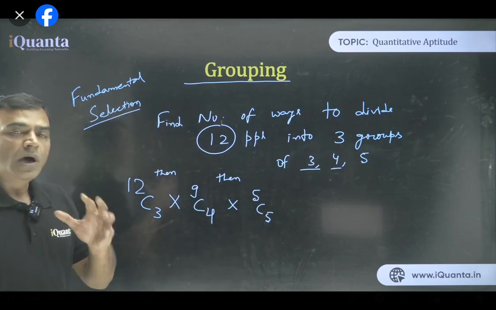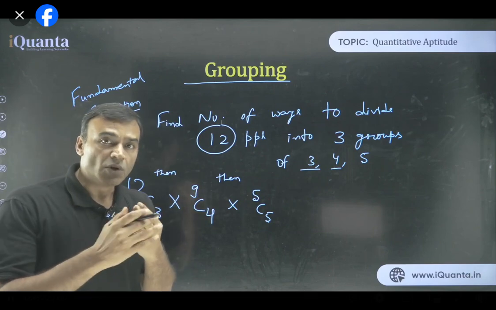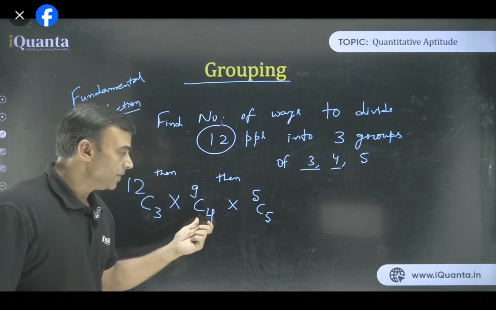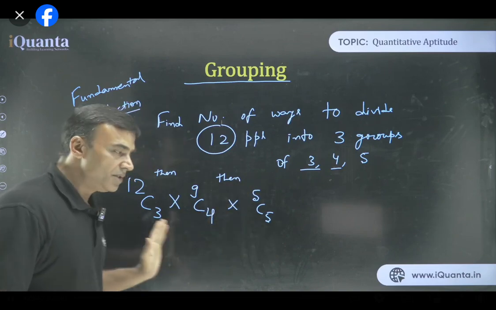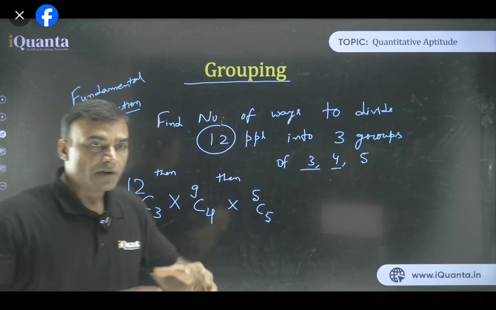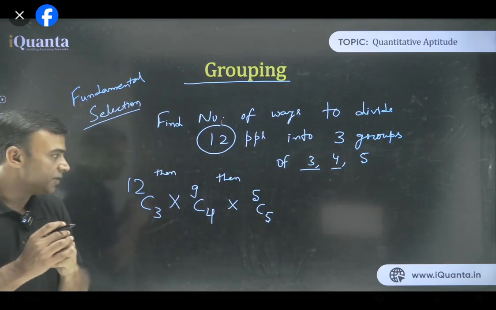एक बार repeat करता हूँ. ध्यान से सुनो. Out of 12 people, first you select 3. You're left with 9. Then out of those 9 people, select 4 people. Then you're left with 5 people. Out of those 5 people, select 5 people. This is the total number of ways of division into groups. Try to see the visual part of it.